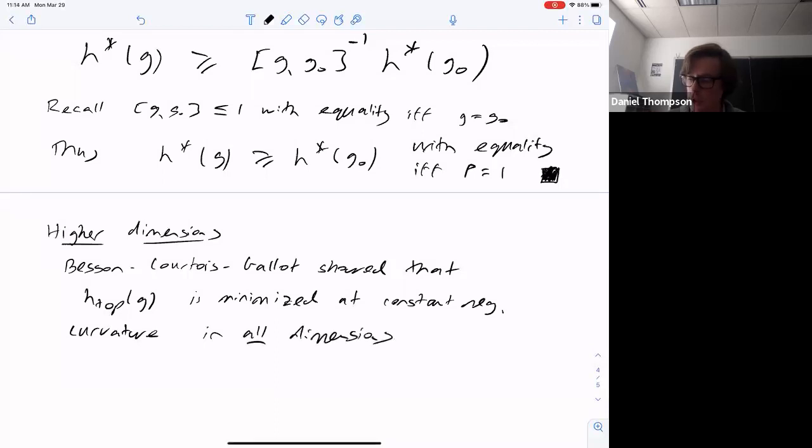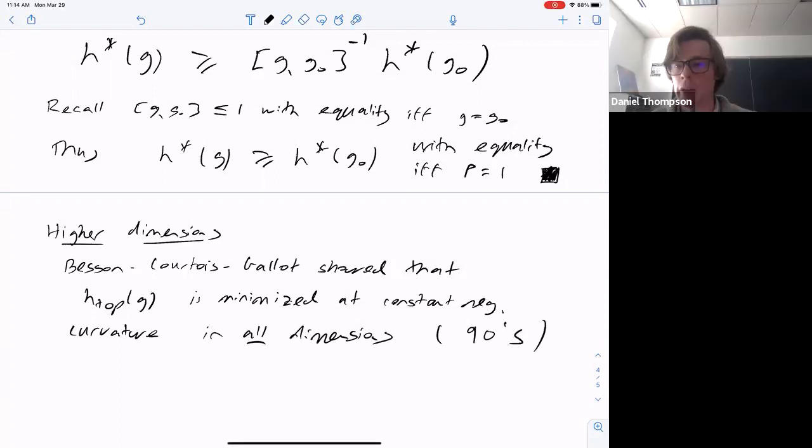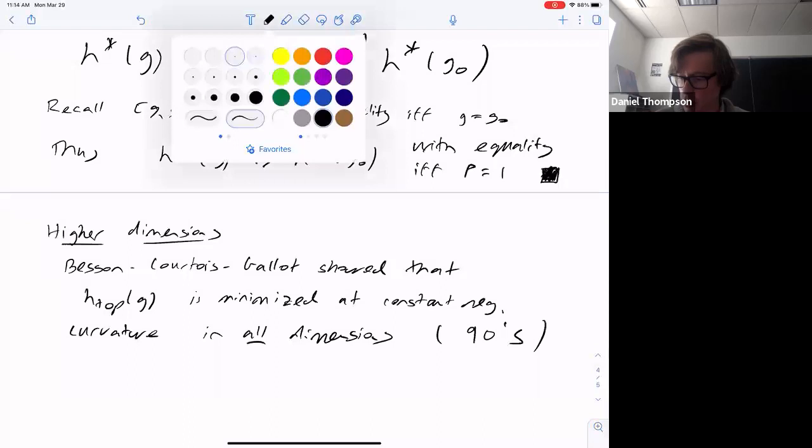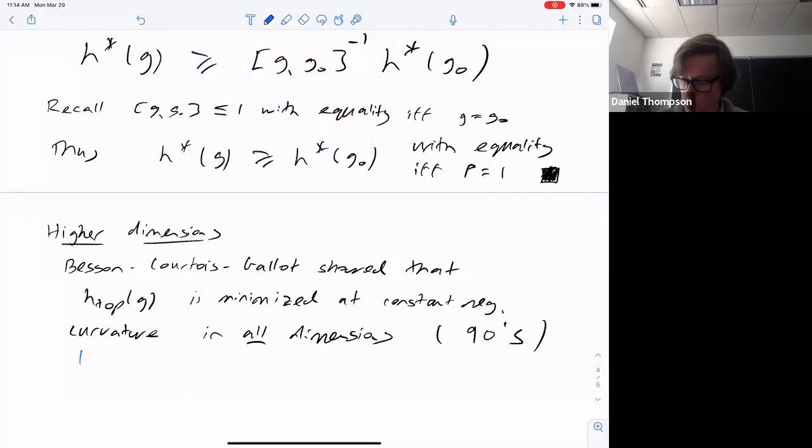So this was famous work in the 90s. This was a real high water point of 90s dynamics. It's a different proof. It's way harder in higher dimensions. I stated it like this, as though this is true as stated. What they actually show is that it's minimized at negative curvature locally symmetric spaces.